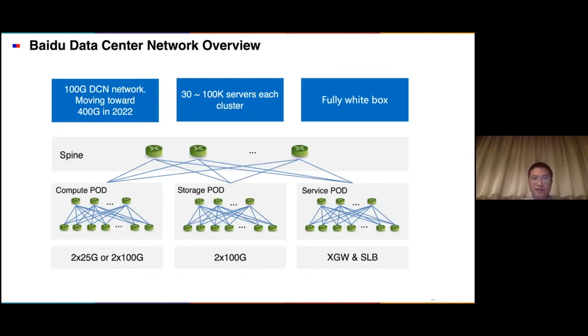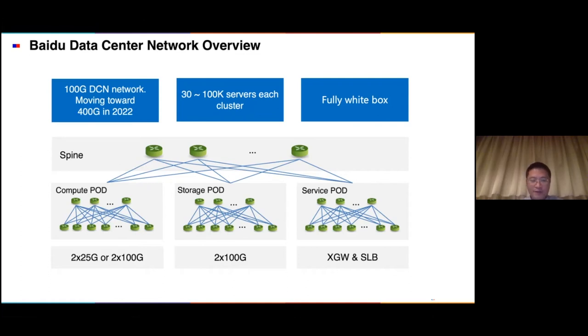This slide gives a brief introduction of Baidu's data center network. Essentially, like most cloud service providers, Baidu's data center network is also a three-tier network, including the spine, leaf, and ToR. In our latest data center networking architecture, network switches are interconnected with 100G speed, and we are moving to 400G interconnection in 2022. Each cluster can support 30 to 100K devices. Actually, we can support up to 150K devices in each cluster. The switches are all white box with SONiC as the operating system so that our network is easy to operate and we can iterate very quickly.